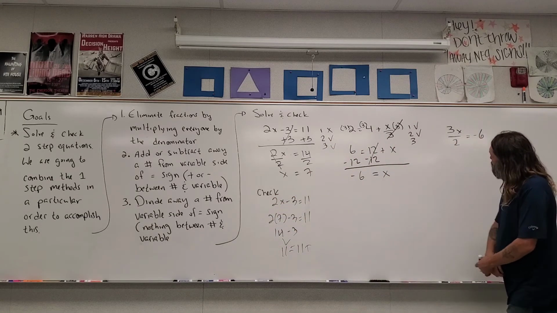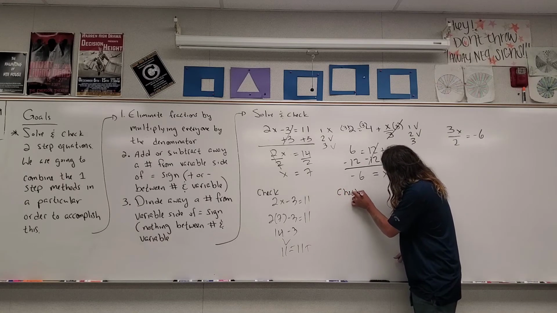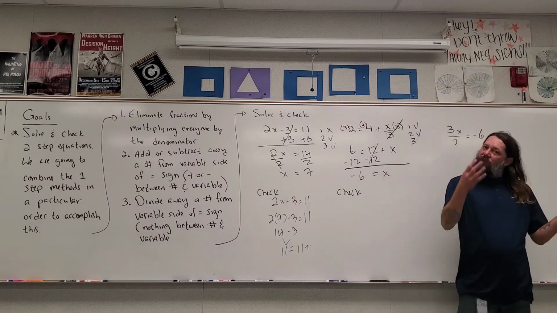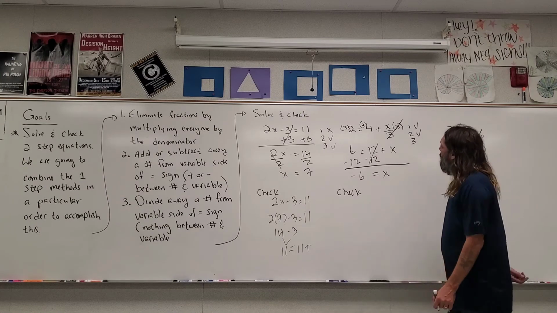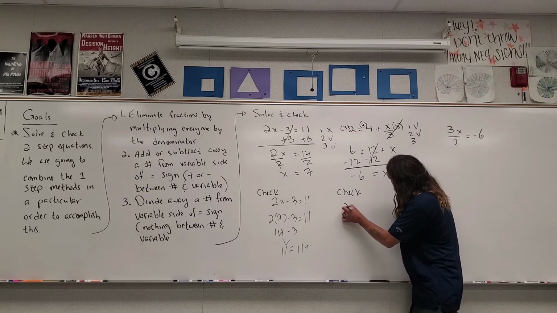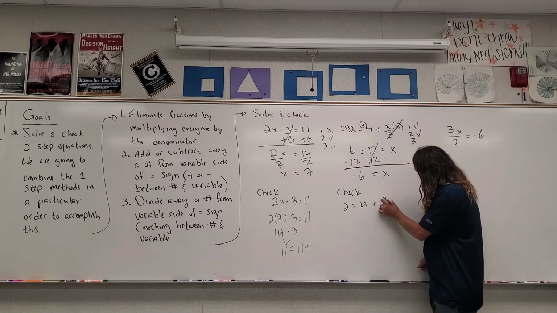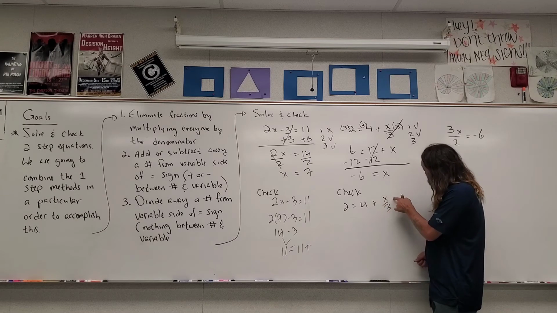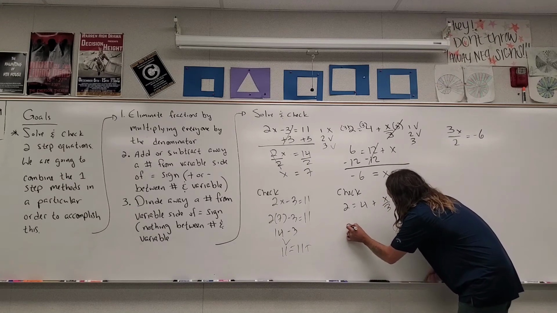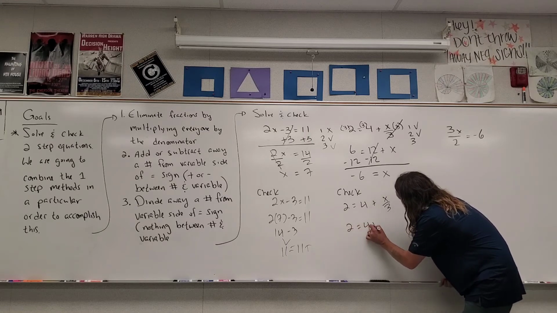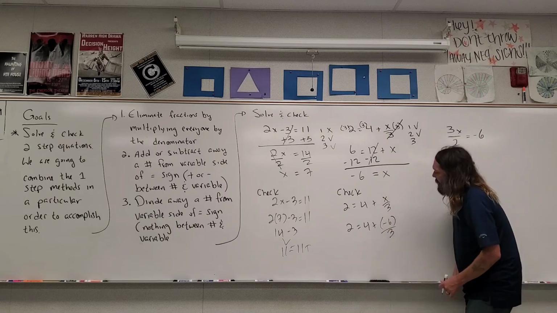So now I'm going to go and check this in the original problem. And again, we must check in the original problem. For now, all our numbers are going to be nice. We're not going to get any fraction answers, so everything should untie and work itself out real nice. So we have 2 is equal to 4 plus x over 3. But I have to now replace my x with a negative 6. So now I have 2 equals 4 plus, remember, you use parentheses, negative 6 over 3.